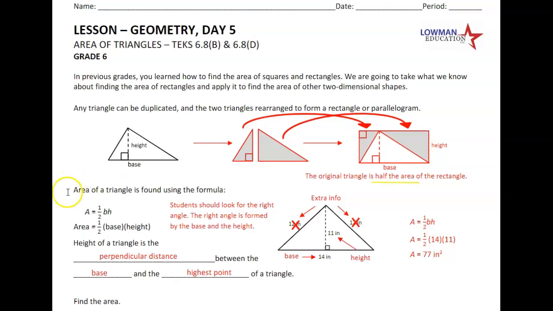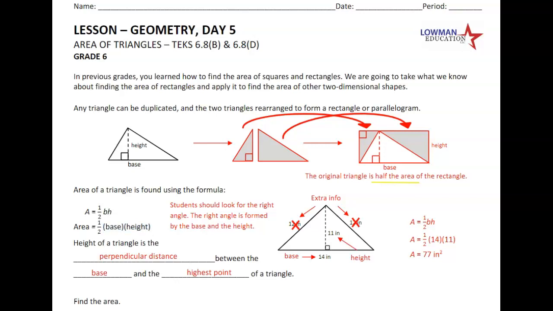So the area formula is A equals 1/2 times base times height. The little b and little h are still the base and the height, just like they were with the area of the rectangle. So we're doing what you did in lesson 4 by multiplying the base times the height, and then you're simply going to divide it by 2.